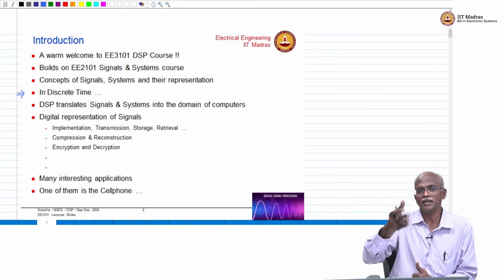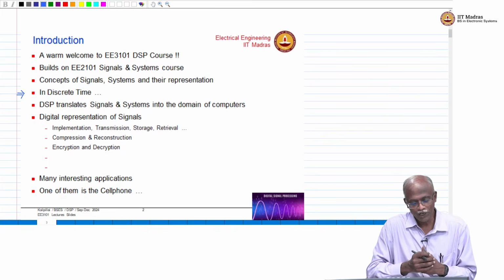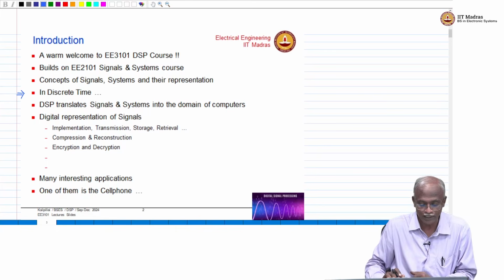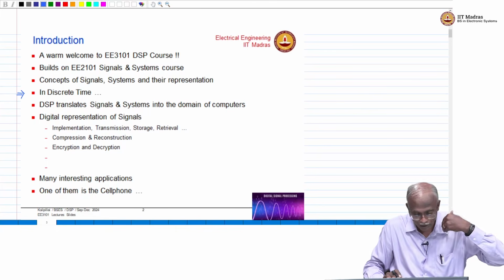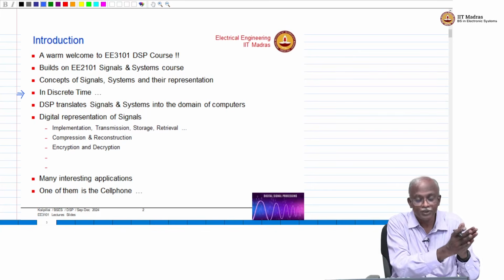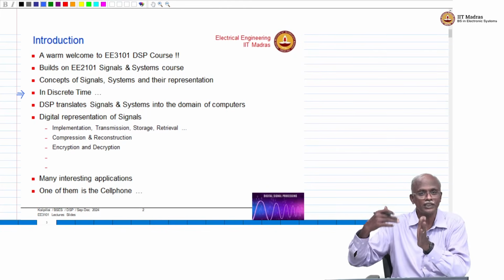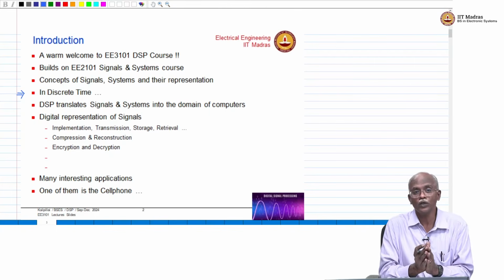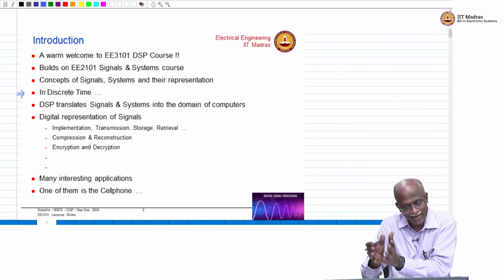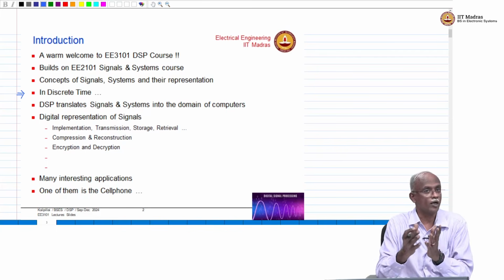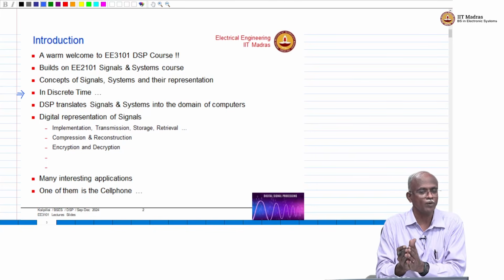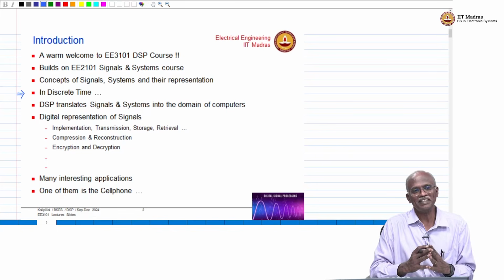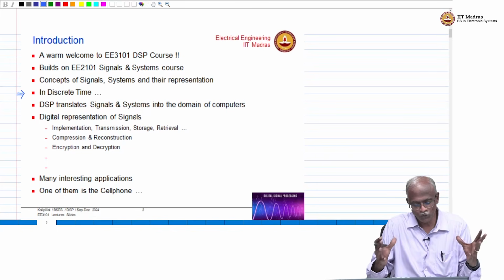As I said, DSP deals with the digital representation of signals. You can talk about the compression of digital signals. That is one of the applications. We can talk about the communication of signals. You can talk about transmission of a signal, storage of a signal, retrieval of a signal. All of these are possible. In addition to that, we can also talk about the encryption of a signal and the decryption of a signal. So many things are possible to us in the discrete time domain, which were not possible to us in the continuous time domain. In a nutshell, DSP opens the door to a number of very interesting applications.